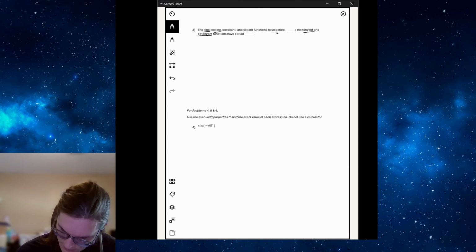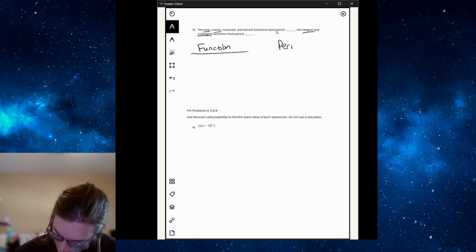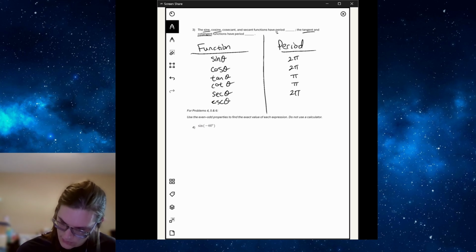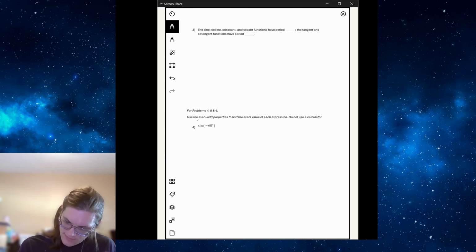We'll just do a quick table here. Function, period. Cosecant relies on sine, so it has a 2 pi period. So use the even odd properties to find the exact value.